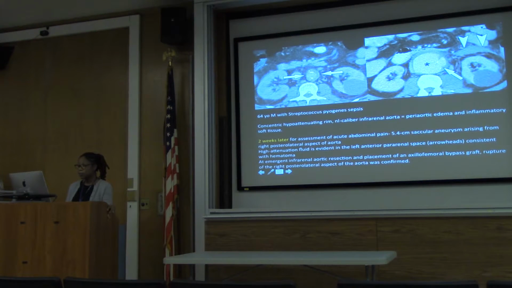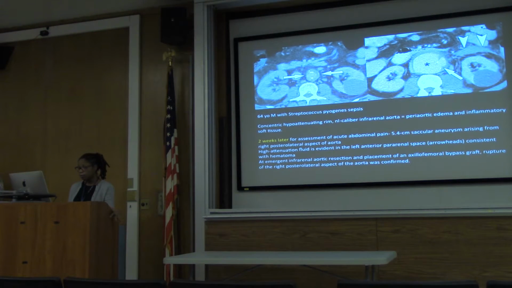Another case, very dramatic. Within 2 weeks, this patient went from this aorta that is a bit dilated with some mild stranding to this aorta that is significantly enlarged. And there's probably also rupture because we see that there's high attenuation fluid in the retroperitoneum. So this is indicative of an infected or mycotic aneurysm. Any questions with this one?